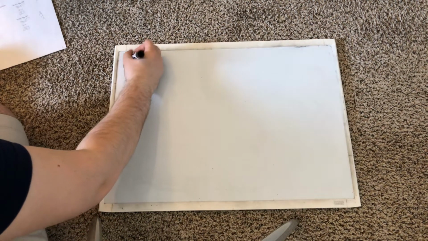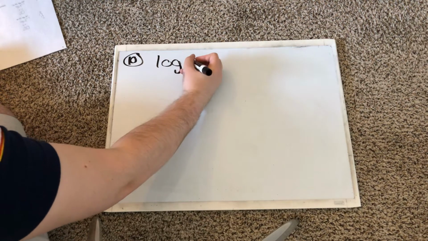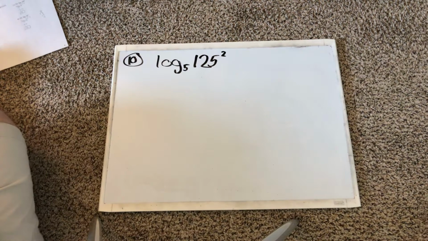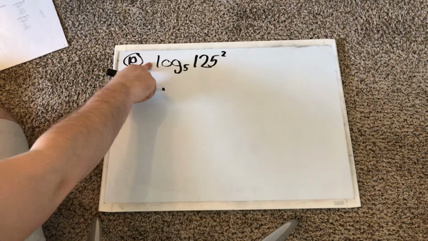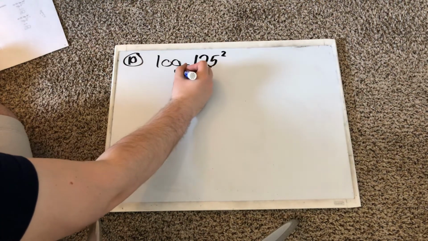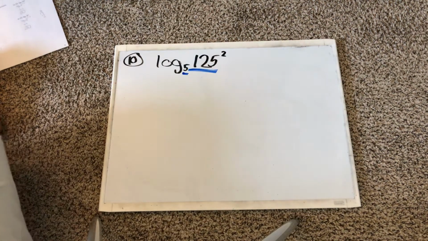So let's look at number 10. I have log base 5 of 125 squared. And you may be thinking, hey, I can bring this 2 out here. And you're right, you can. But we're just going to leave it there for right now. We want to see if we can actually just use our inverse property with this. So first thing you got to look and see, hey, I got 5 and 125. And you notice those are not the same things.